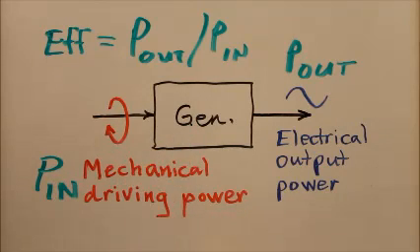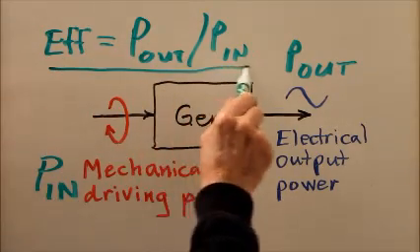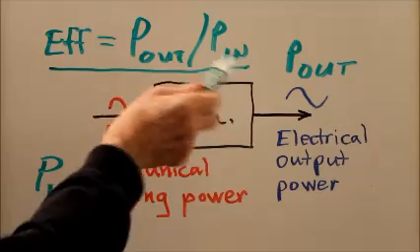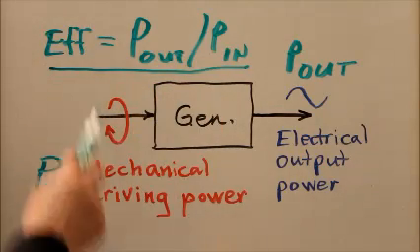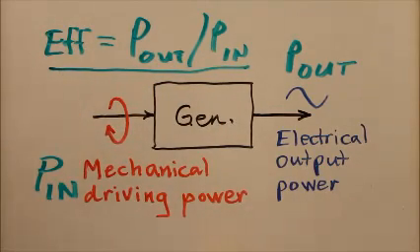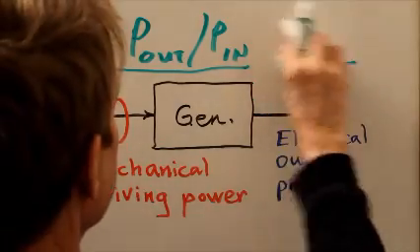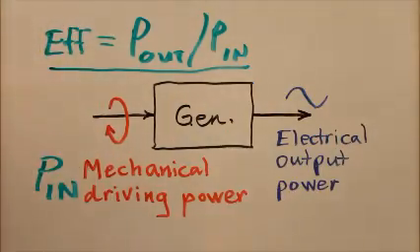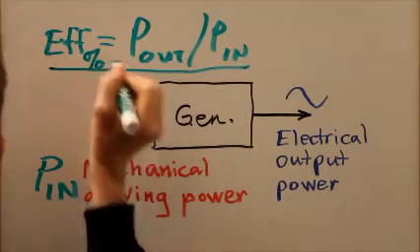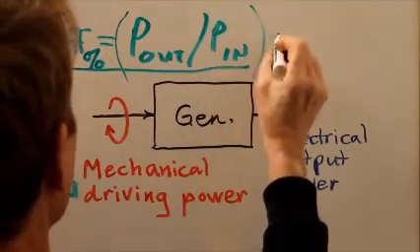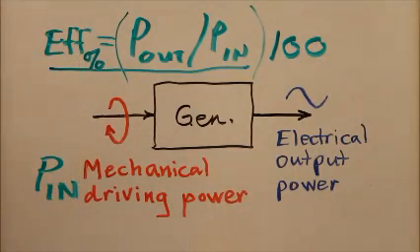Some power is going to get lost as heat in the generator. That's where most of the loss goes. Friction, and just the fact that a 100% or perfectly efficient machine simply doesn't exist in the real universe. So the ratio of the output to the input power gives you the efficiency. But if you want to determine that value as a percentage, then you have to multiply this whole quantity by 100.